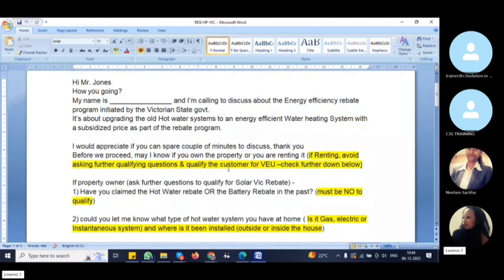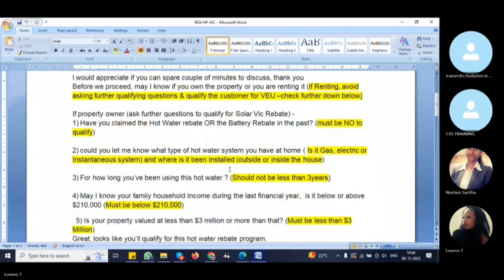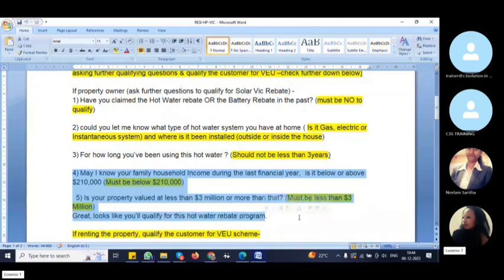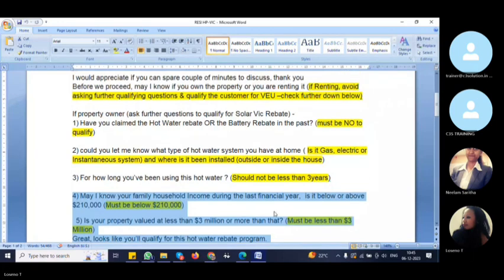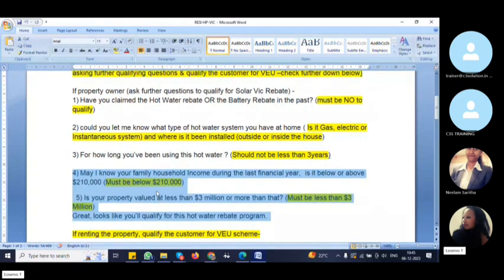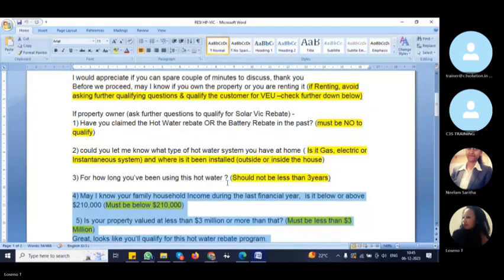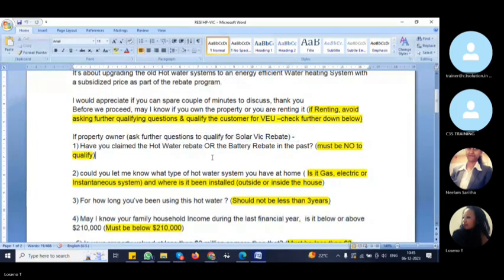And the only difference is that if the customer is not qualified for solar VEET, these 2 questions are not required to be asked. Always remember this. If the customer is not qualified for solar VEET, you don't need to ask these 2 questions. Okay? And the rest of the questions almost remain the same, be it for VEU scheme or solar VEET rebate. Are you guys on the same page with me?